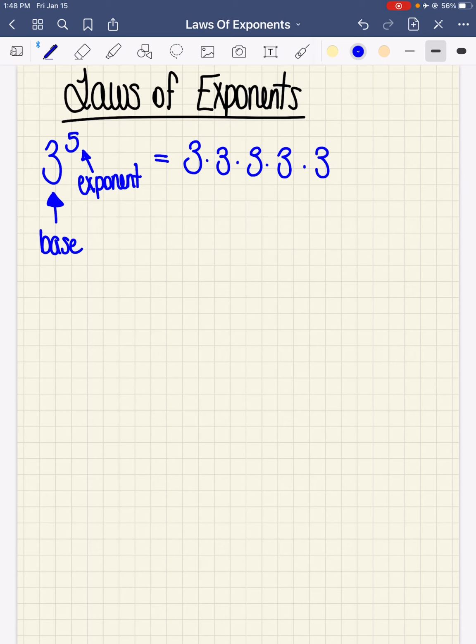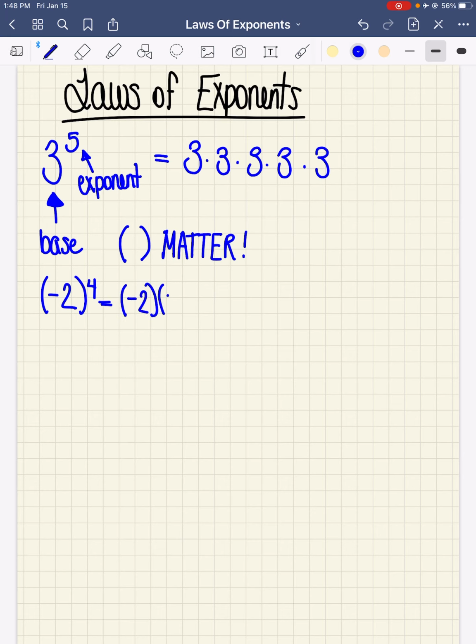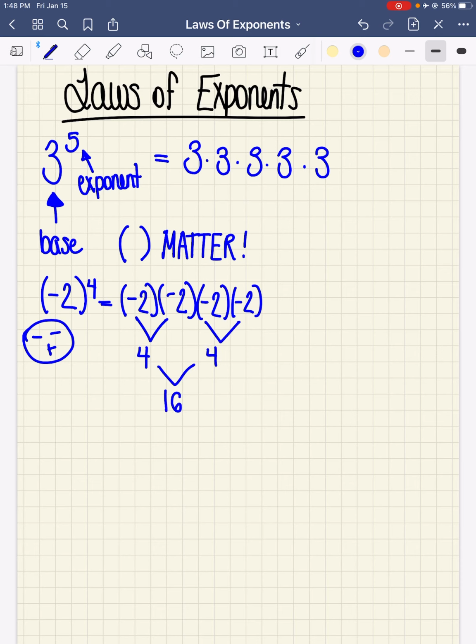One thing to understand here is that when we are doing laws of exponents, parentheses matter. I'm going to show you what I mean by that. So if I have -2 in parentheses to the 4th power, it means I am taking -2 and I'm doing that 4 times. So -2 times -2 times -2 times -2. So -2 times -2, I know, gives me a +4, and then -2 times -2 gives me 4, and 4 times 4 gives me 16.